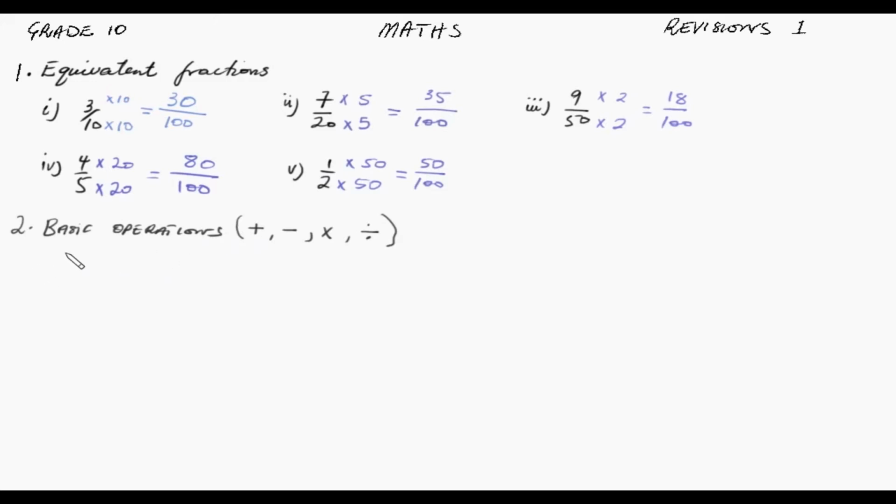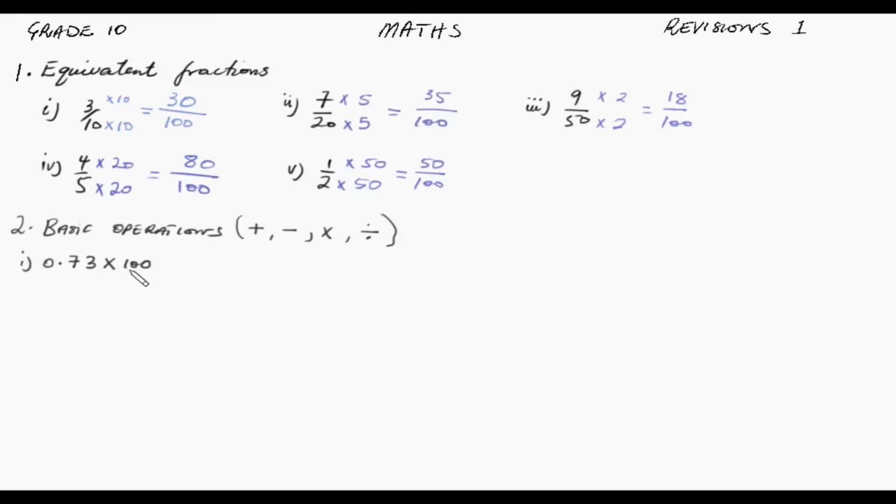Now let's say you have to work out this number. You just have to work it out. The question says work out 0.73 times 100. How do you work this out? 0.73 times 100. So you are multiplying by 100 here.